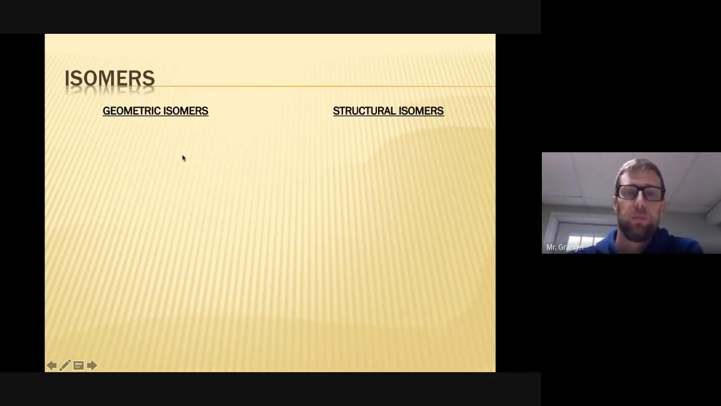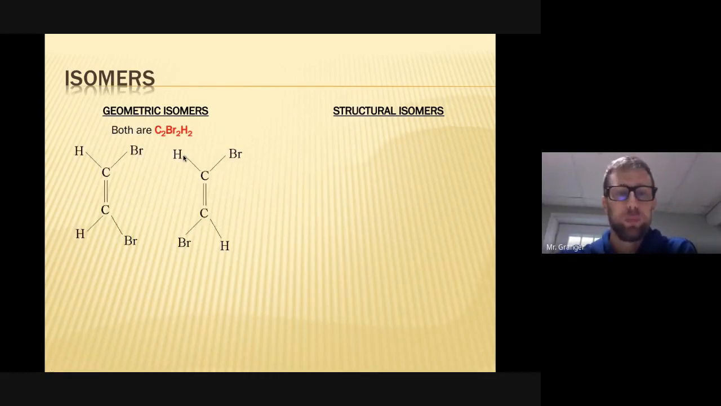So for geometric isomers, here's one example, right? With C2Br2H2, we've got the Brs both on the right-hand side. Notice over here in this isomer of the same compound, it is different in that the Brs are now diagonal from each other rather than on the same side of the double bond. So we've got a double bond here in the middle with two lines. The Brs are on the right-hand side. On the second isomer, we've got the double bond, and the Brs are split onto opposite sides.